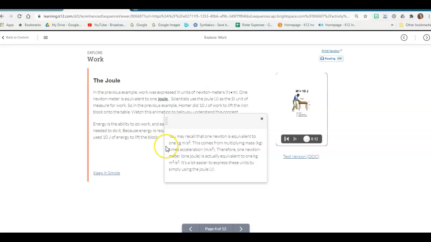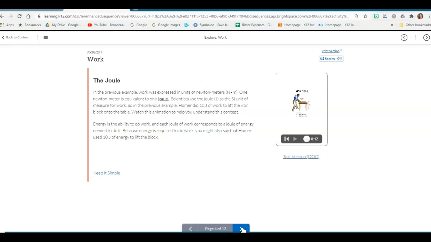This is just a recap. You may recall that 1 Newton is equivalent to 1 kilogram meter per second squared, and this comes from multiplying the mass times acceleration. Therefore, 1 Newton meter, which is 1 joule, is actually equivalent to 1 kilogram meter squared per second squared. So it's a lot easier to express these units by just saying a joule instead of this other complex unit. All right. So we're moving on to the next page.